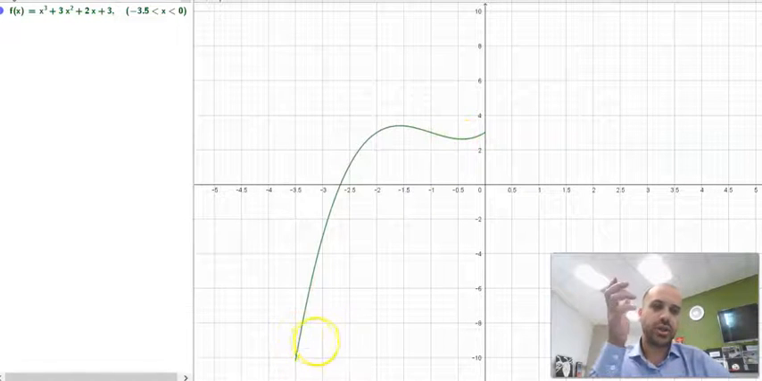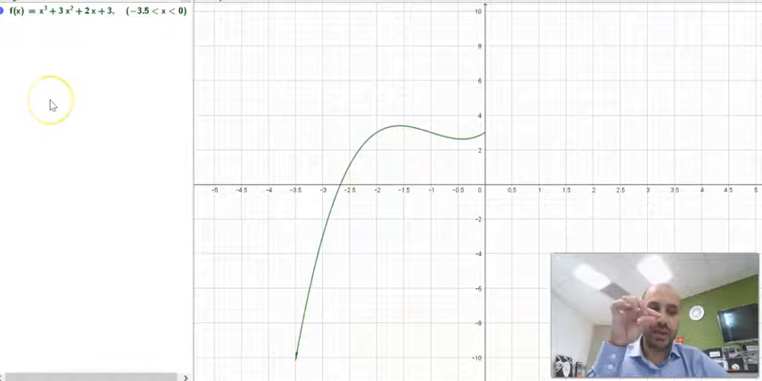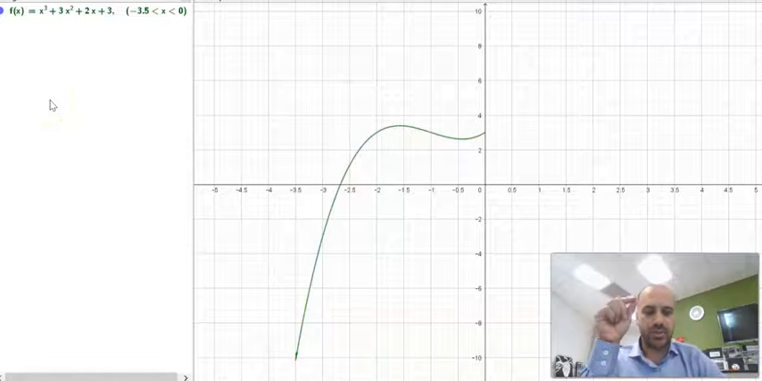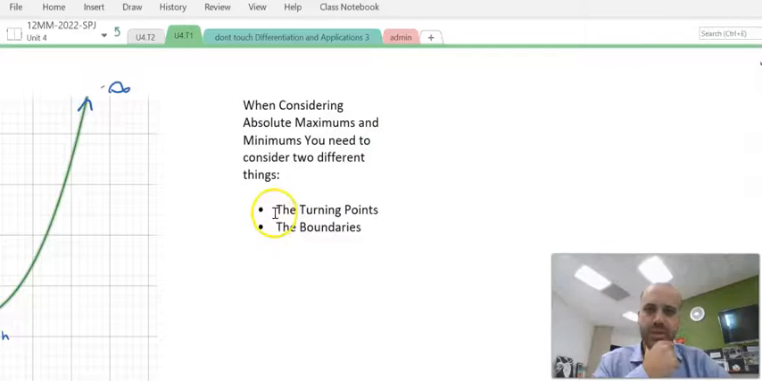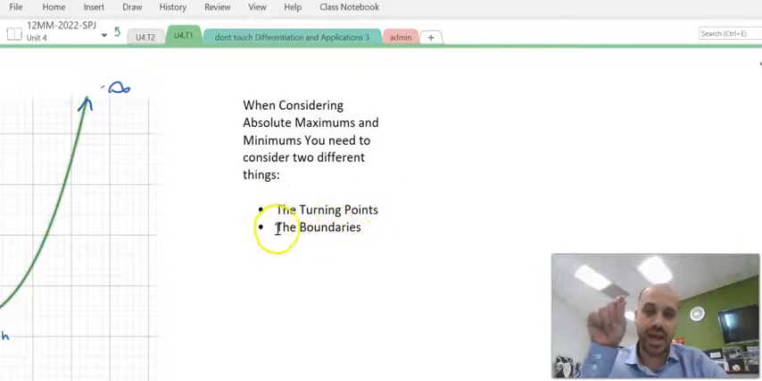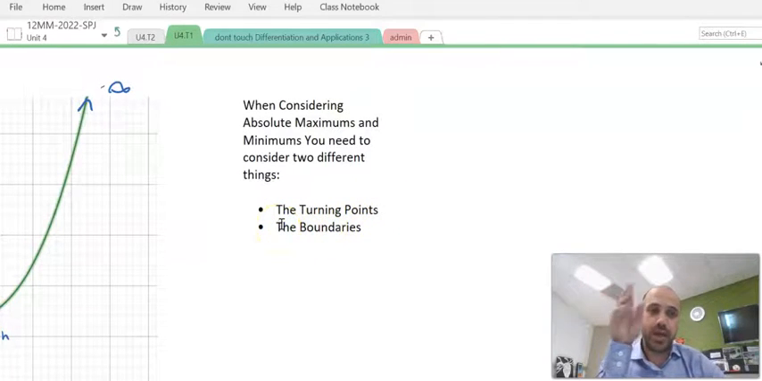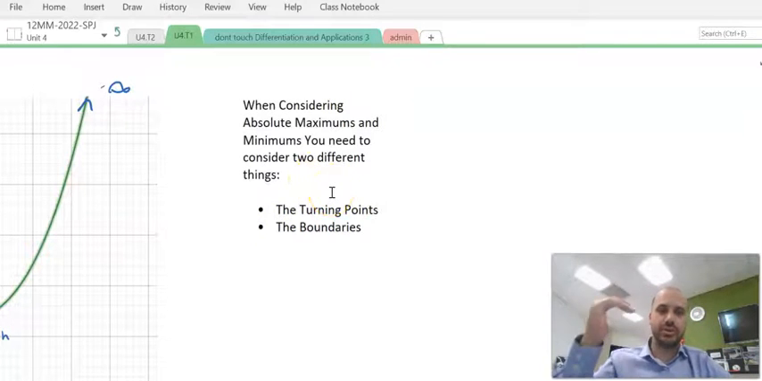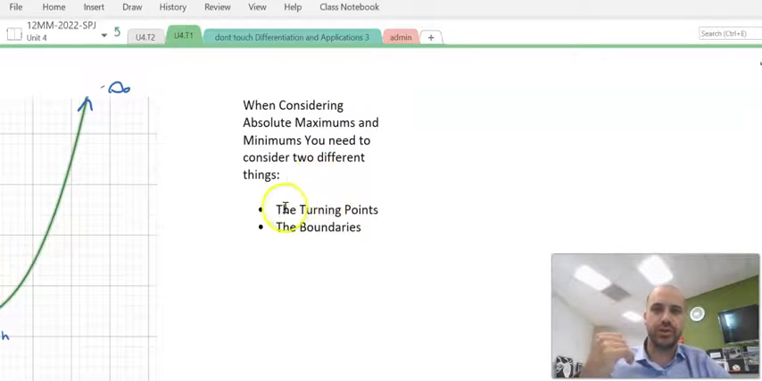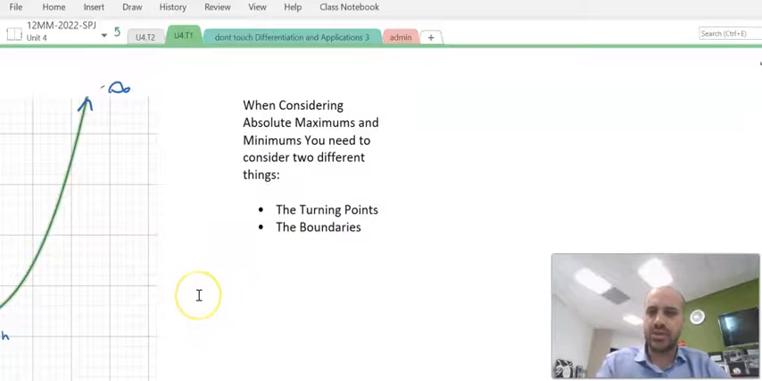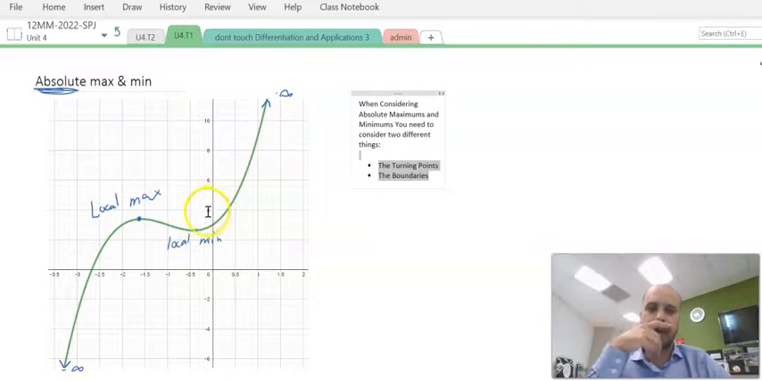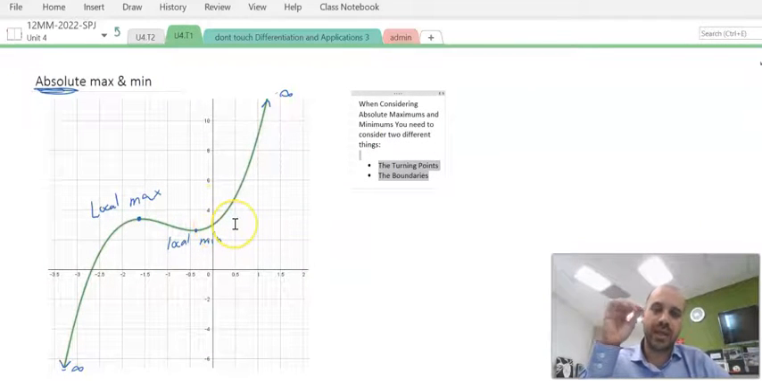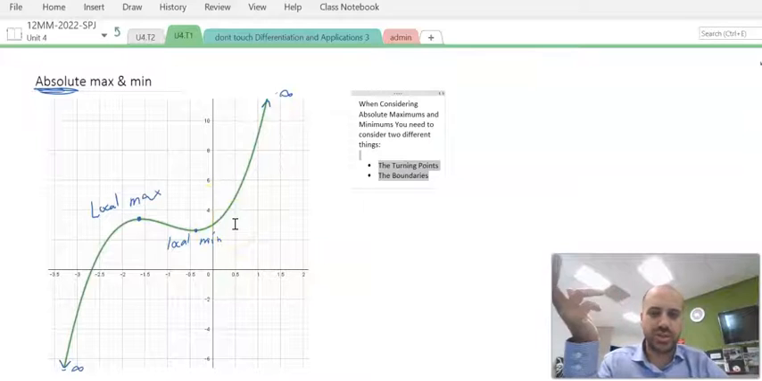So, the upshot of this is that when you're talking about absolute maximums and absolute minimums, you need to consider two different things. You need to consider the turning points and the boundaries of your domain. You need to go either side to determine where is the absolute highest point and where is the absolute lowest point. Now, I've been talking in generalities, but we should really do an application, because that's where this is most important.